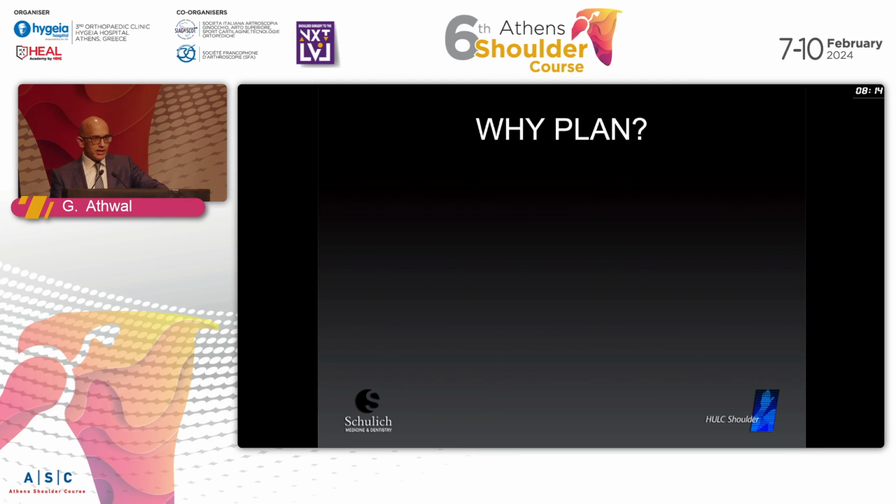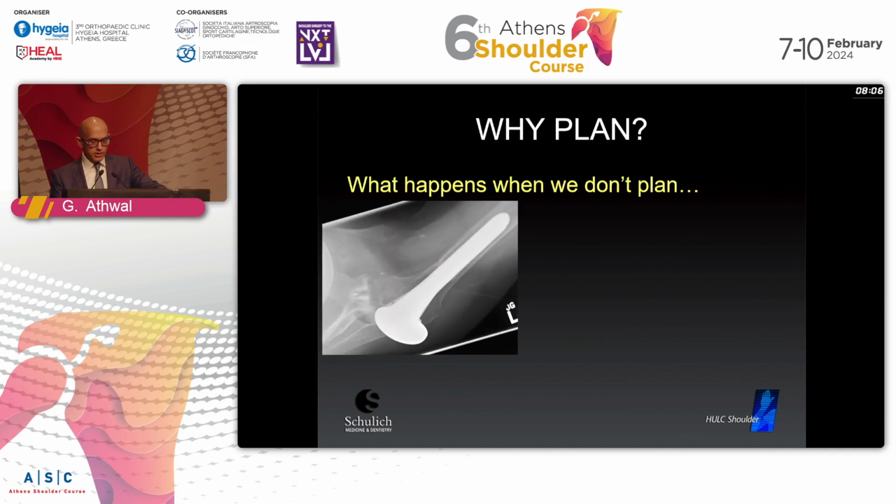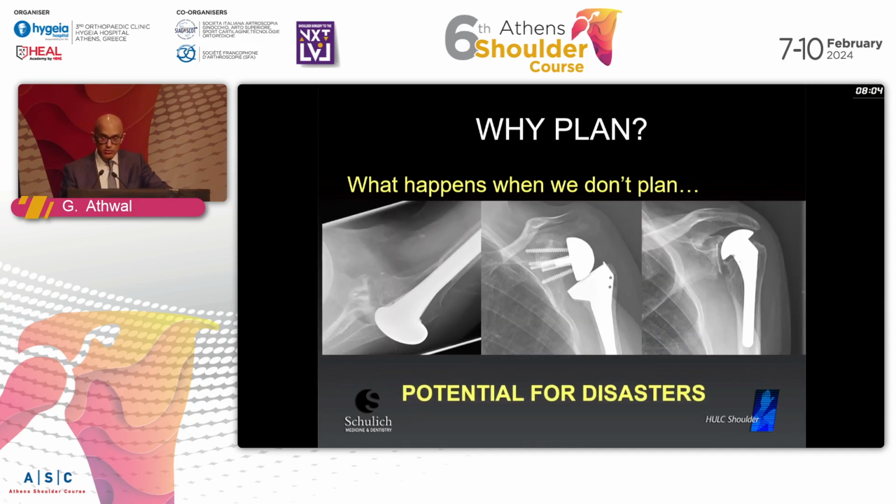So why plan? Probably one of the most important questions to ask is what happens when we don't plan for surgery? You can see these are cases. This is a case that was referred to me. This is actually my own case, and this is another one that was referred to me. These are all easily preventable complications. In the first case, the glenoid was put in retroverted. If preoperative planning was done, the surgeon would identify this as a 45-degree retroverted glenoid. Maybe a standard anatomic implant is not the best idea.